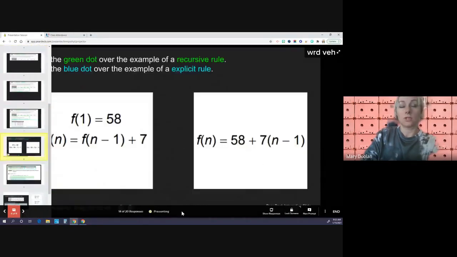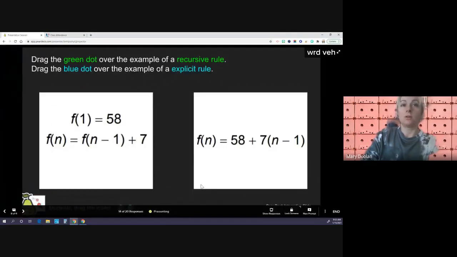So do you want to change your dots? The recursive rule is always the one that gives you f of 1. So this is the recursive rule. This is the explicit rule.